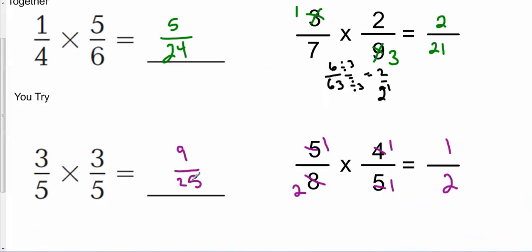Welcome back. Here's what you should have. I cannot simplify the 3 and the 5, nor can I simplify the 3 and the 5. So I multiply across. 3 times 3 is 9. 5 times 5 is 25. Can't simplify it, so 9/25 is my answer. Ooh, I simplified the 4 and the 8, divided by 4, 1 and 2, and I simplified the 5 and the 5, dividing them both by, you guessed it, 5. 1 times 1 is 1, and 2 times 1 is 2. So 5/8 times 4/5 equals 1/2.